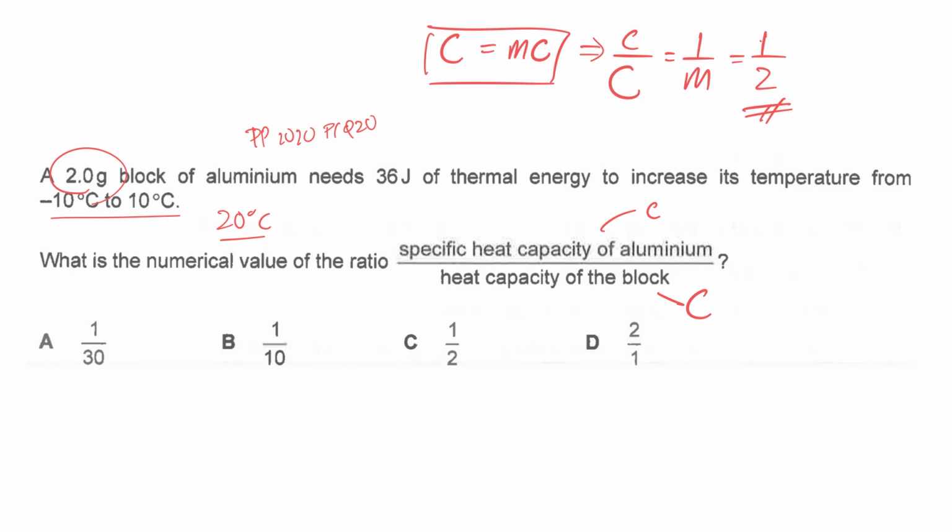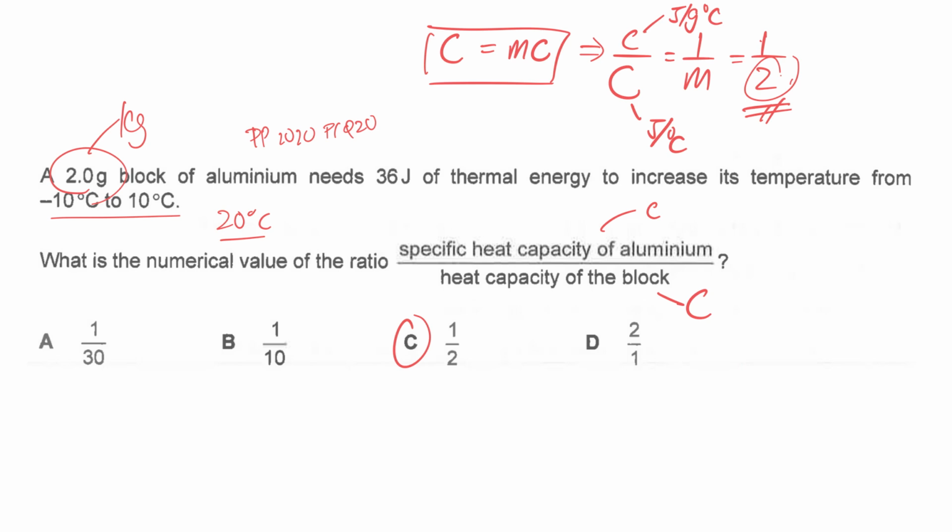But some of you may wonder, do I need to change it to kg? The answer is no need, because as long as you're consistent, I'm going to assume that the units here will be joules per gram per degree Celsius, and the heat capacity will be joules per degree Celsius. So as long as it's consistent, both are gram, and the 2 is gram also, the answer will just be this 1 over 2. So the answer will be C.